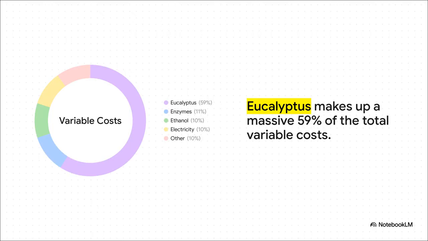And check this out. When you put it in a chart like this, the main story just jumps right out at you. The eucalyptus is almost 60% of the entire variable cost. If you're the plant manager and your boss says cut costs, you know exactly where to start looking. Even a tiny discount on that eucalyptus would make a massive difference.